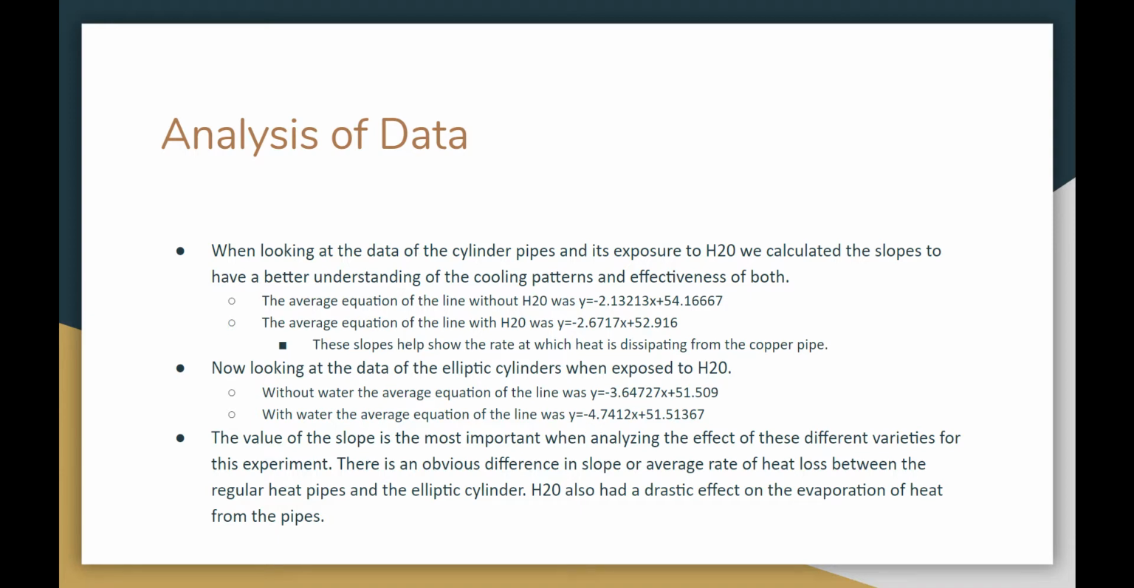Our slope is going to be our dependent variable because that is the rate at which heat is dissipated out of the pipe. As you can see from this data, the surface area had a drastic effect, because even the base elliptic cylinder without water is one entire unit over the cylinder pipe with H2O. And when we look at the elliptic cylinder with water, it's 4.7, which is nearly double the others. So we can really see the effect that surface area and evaporation with water has on temperature change.